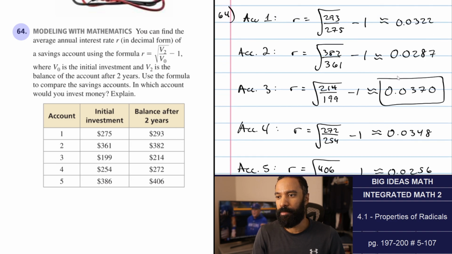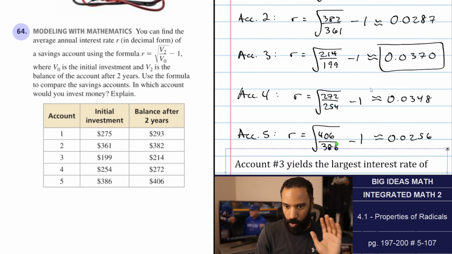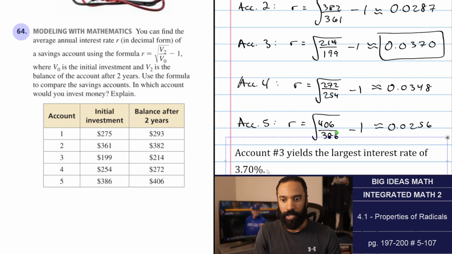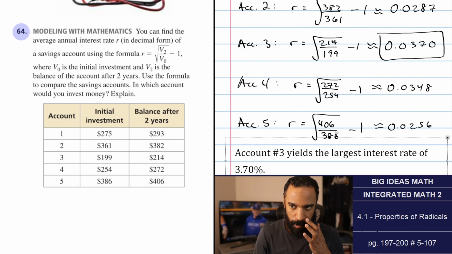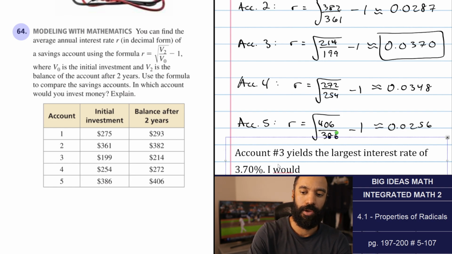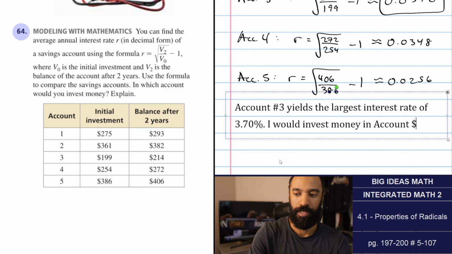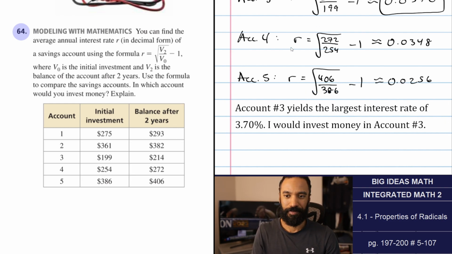All right, so account number 3 yields the largest percentage in interest rate. So you want to select that one. So what was the question? In which account would you invest money? So I would invest money in this one. I would invest money in account number 3. I just want to say what I need to say, and that'll be it.